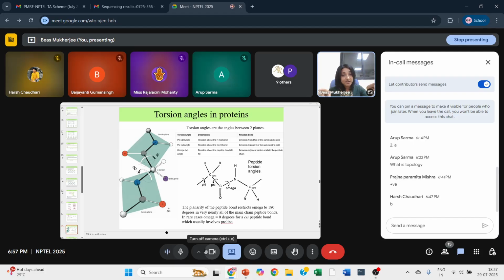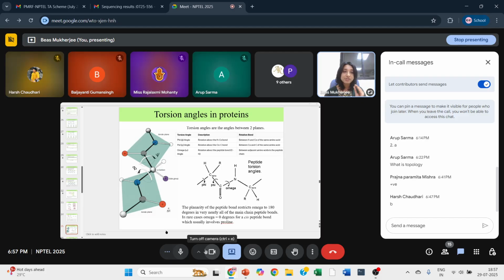So it is planar in nature. And this restricts omega to 180 degrees in very nearly all the main chain peptide bonds. In rare cases, omega is 0. That is for a cis peptide, which usually involves prolines.